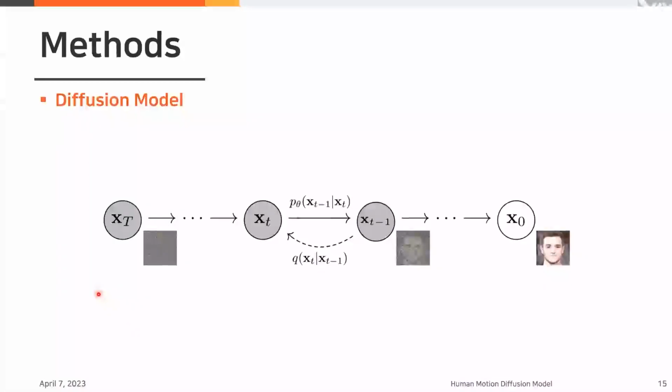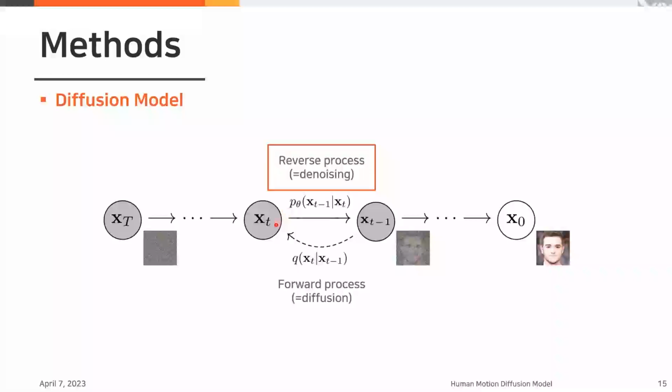So here's the methods. As many of you already know, diffusion model consists of two steps. The first one is the forward process that progressively adds noise to the input, and it is denoted as Q here. And the other one is the reverse process that removes the noise from a noisy input, denoted as P here. And here, what the network learns is the reverse process, which means that how much noise to remove given a noisy input and a diffusion time step is what the network should learn.